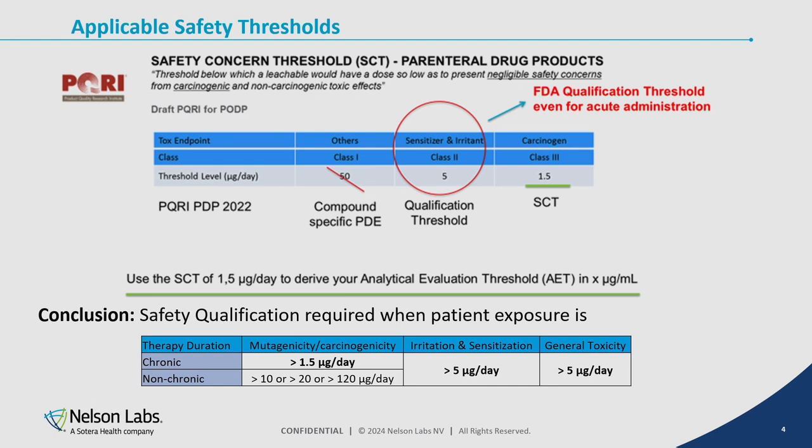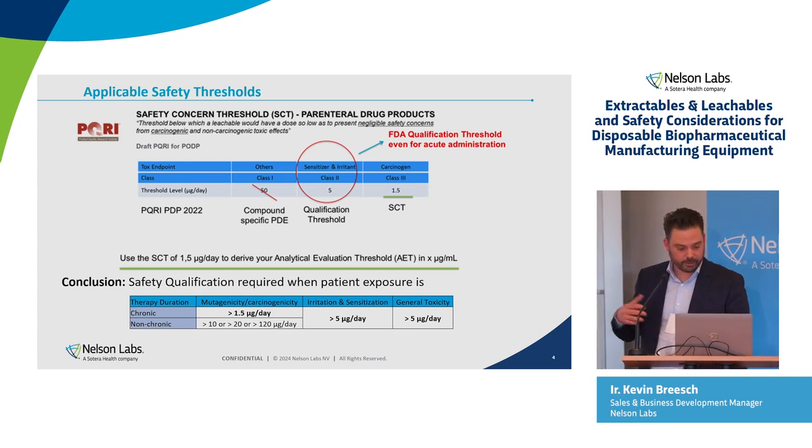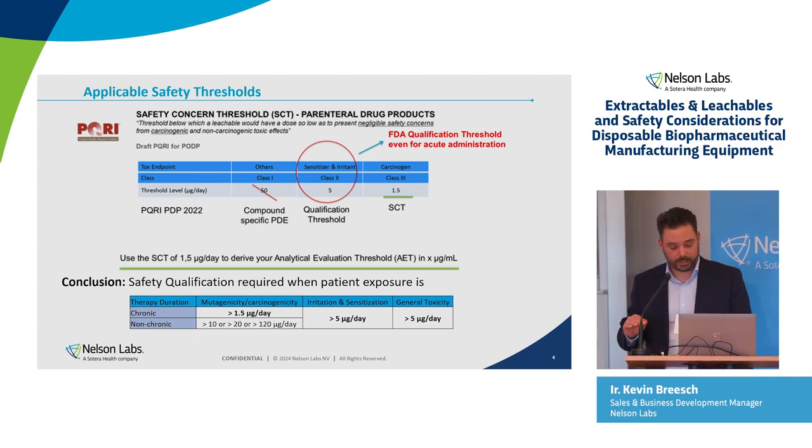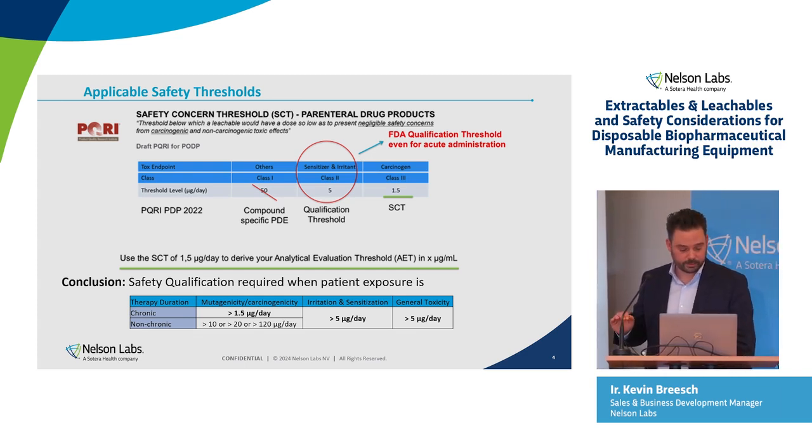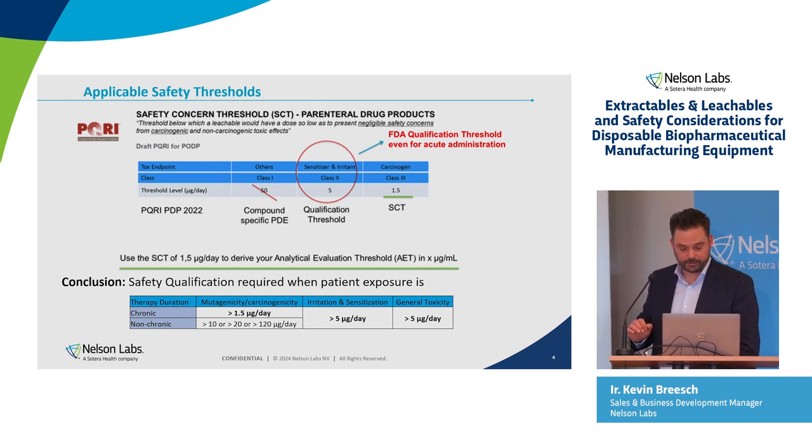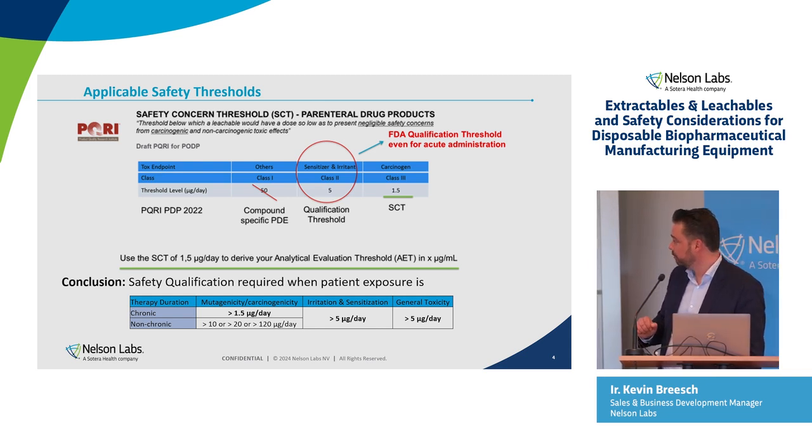What I also want to stress is that you use the 1.5 micrograms a day value in determining your analytical AET. That's the preferred approach. Let the toxicologist afterwards evaluate the data itself, but screen as low as possible. So the conclusion is, for chronic therapies, 1.5 micrograms a day is the threshold. For non-chronic therapies, you can go to 5 micrograms a day.